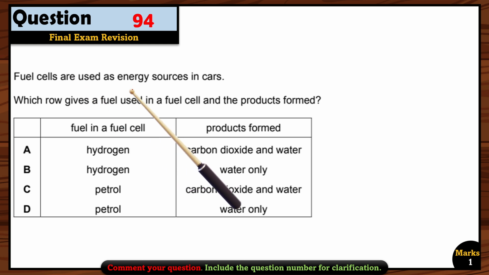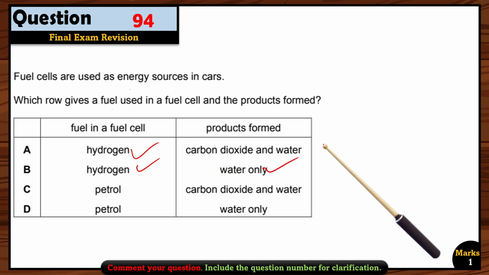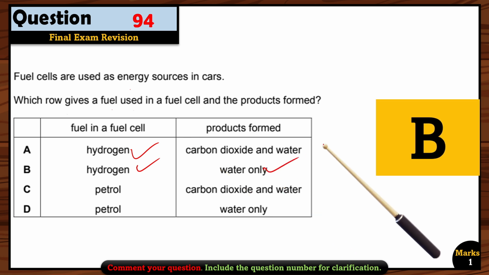Question 94. Fuel cells are used as energy sources in cars. Which row gives a fuel used in a fuel cell and the products formed? So in a fuel cell, what we are going to use, let's see. In a fuel cell, usually we use hydrogen, right? Hydrogen and oxygen. So what are the products that are formed? Water is the only product. So option B is the right option.